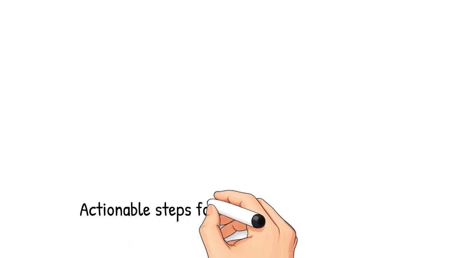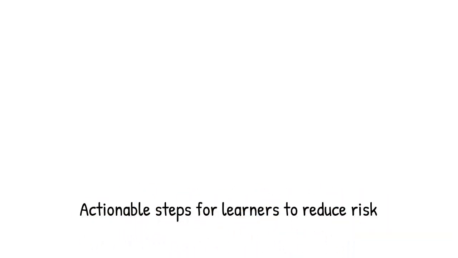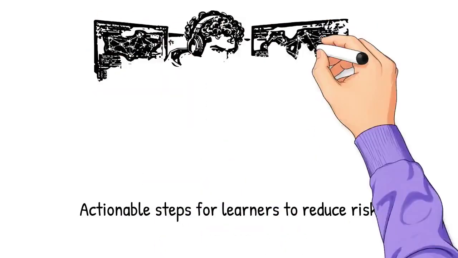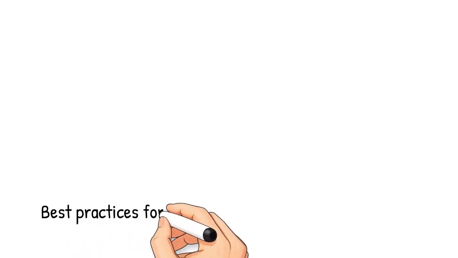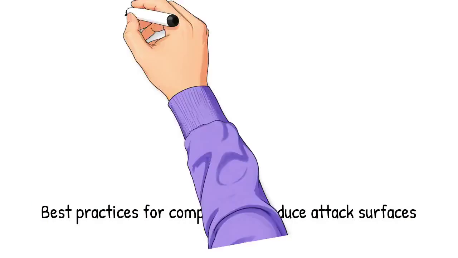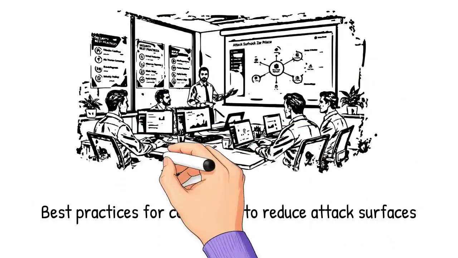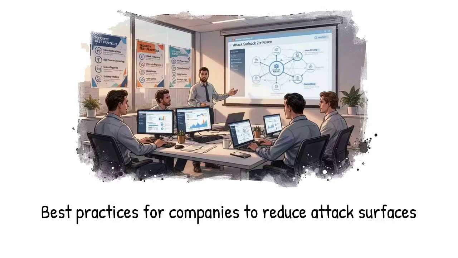For learners, study how attackers think, practice scanning your own network safely, learn how to identify misconfigurations, understand the importance of least privilege, and explore tools like Nmap and Wireshark to build your skills. For companies, conduct regular attack surface assessments, patch systems quickly, disable unused services, enforce strong authentication, segment networks, implement zero-trust architecture, train employees on social engineering, and monitor cloud configurations continuously.